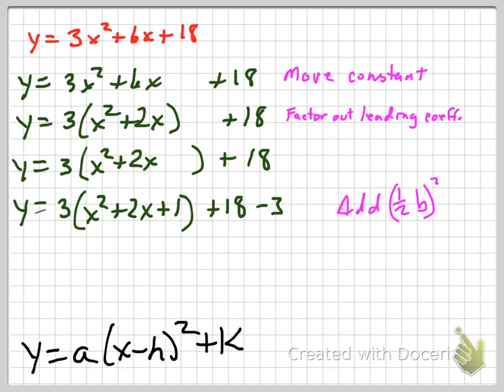You add the 1 inside the parentheses, but that's not what it really is. You have to figure out what it really is by looking at that leading coefficient. And whatever it really is, you subtract that value from outside. Okay? That's tricky. That takes practice.